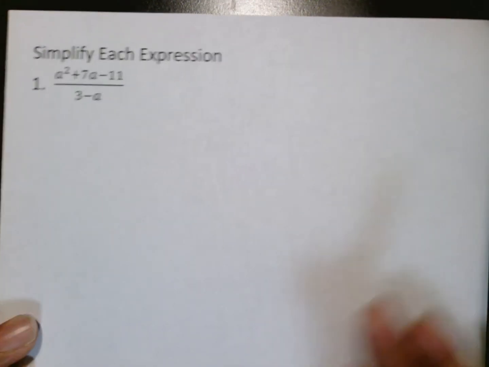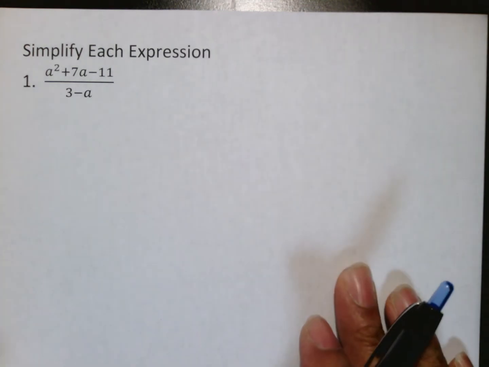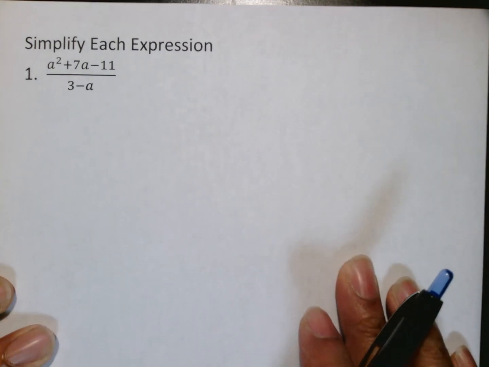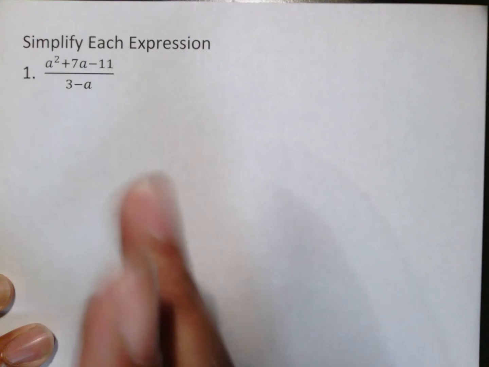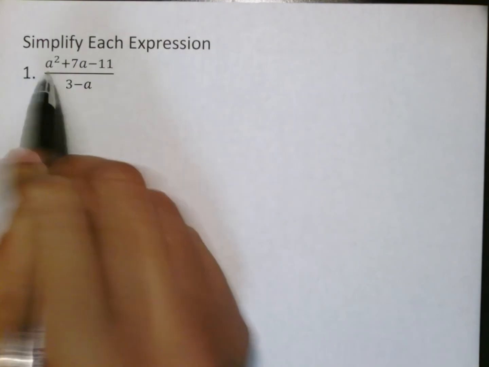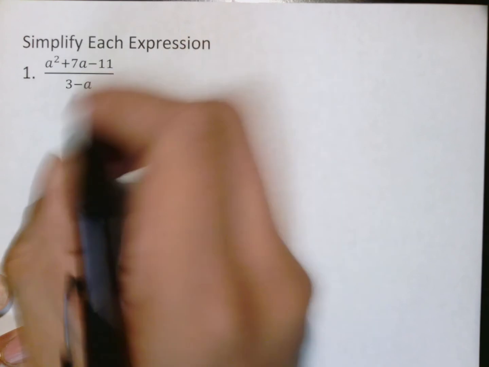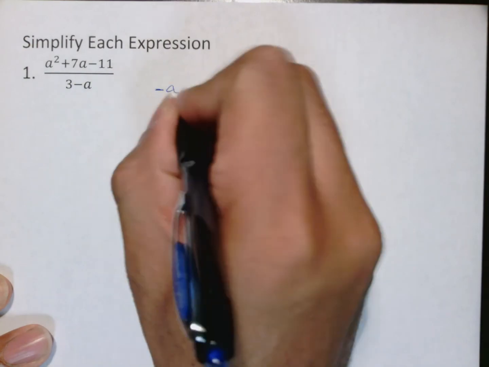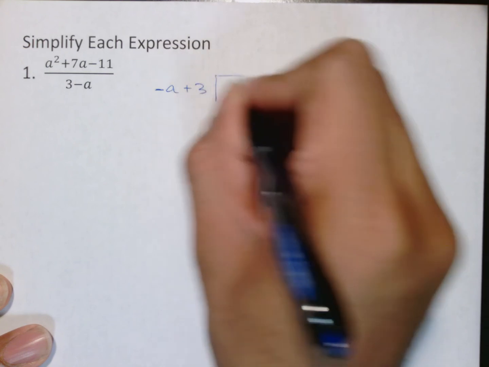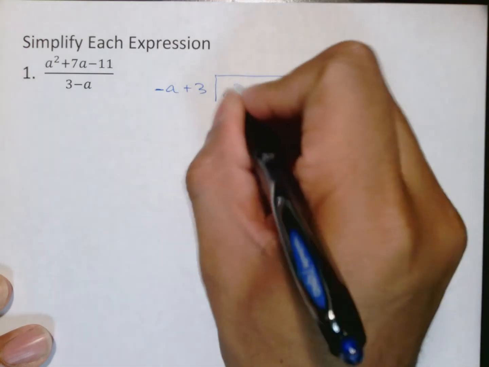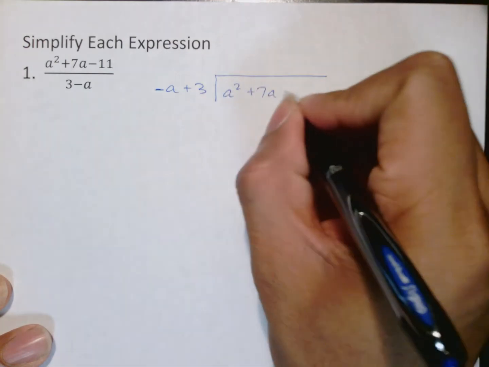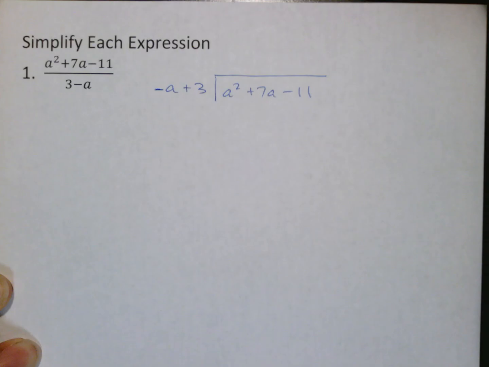So we have 4 examples. Let's look at these 4 examples. I set them up in different ways so you could see what the division looks like. First off, this one here is division. It is that divided by that, so inside out means that 3 minus a, actually I would not put 3 minus a because you want the letter in front. I would put negative a plus 3 going into a squared plus 7a minus 11.